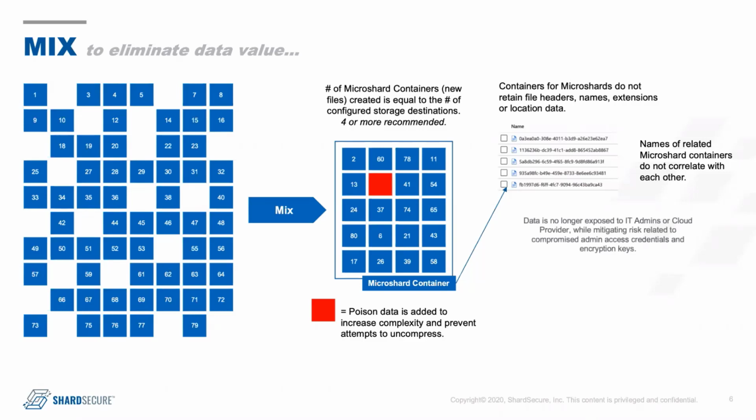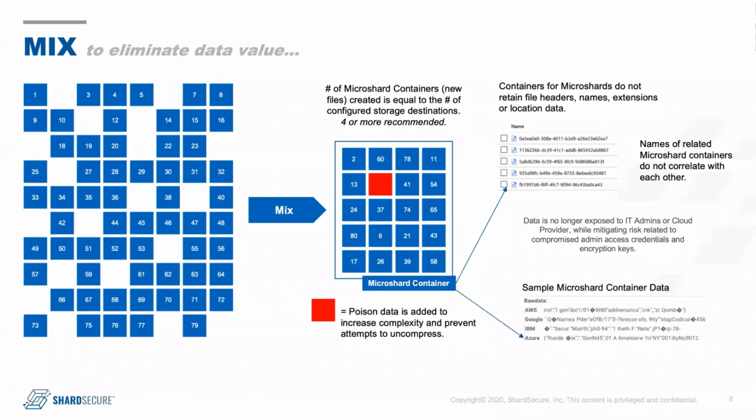So what this means is that anyone that has back-end access to that file system can no longer read any sort of meaningful data from that. And that includes your privileged account users like IT admins or cloud admins, your cloud providers, any third parties that have access to your storage locations. They cannot see that underlying data.